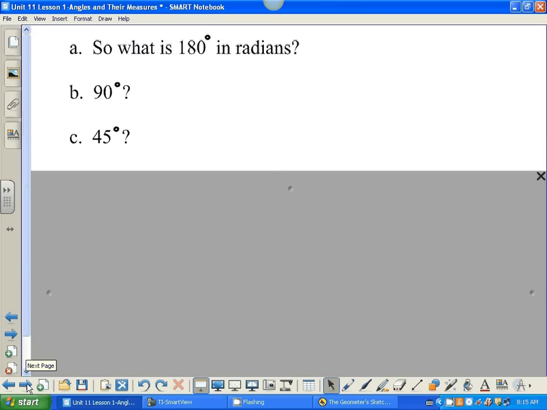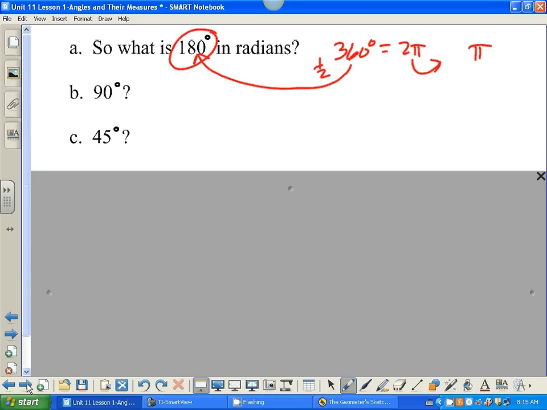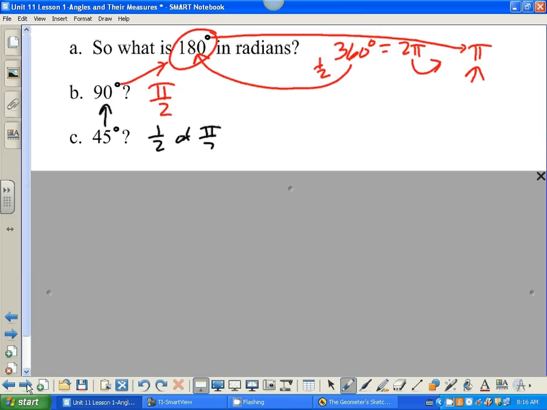So what is 180 degrees in radians? Well, if we know that 360 degrees is equivalent to 2 pi radians, then half of 360 is 180, and half of 2 pi is pi, so 180 degrees in radians would be pi. 90 is half of 180, so half of pi would be pi over 2. 45 is half of 90, so half of pi over 2, of means multiply, would be pi, when I multiply the tops together, over 4.